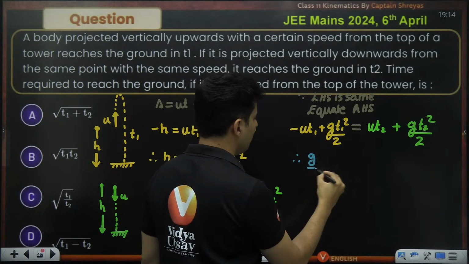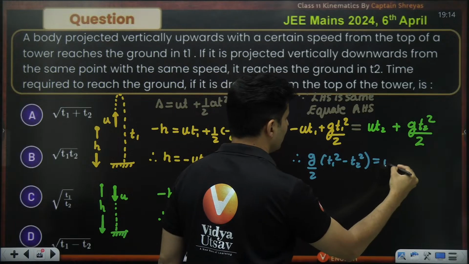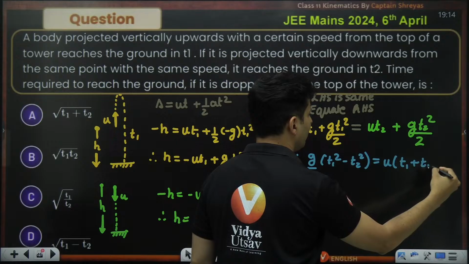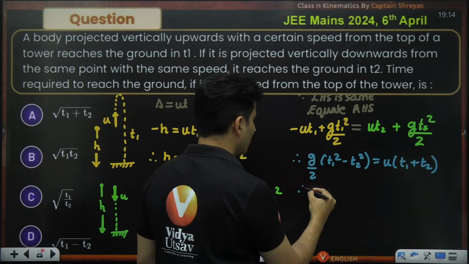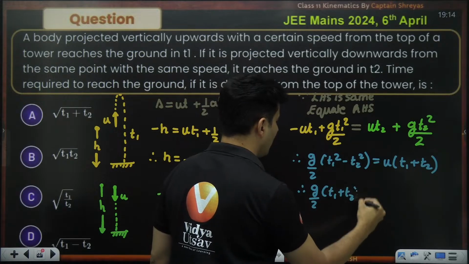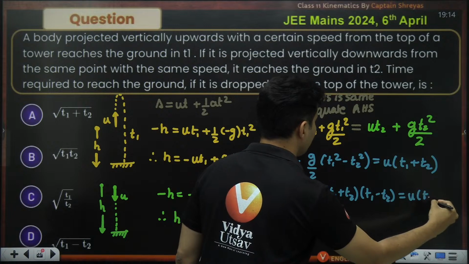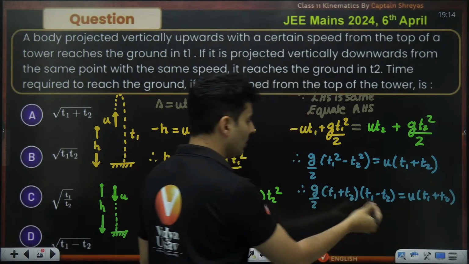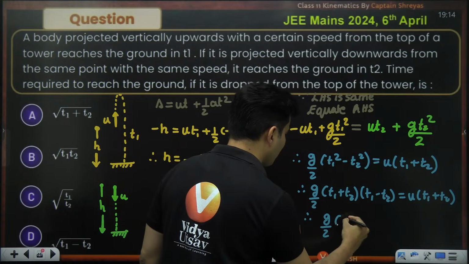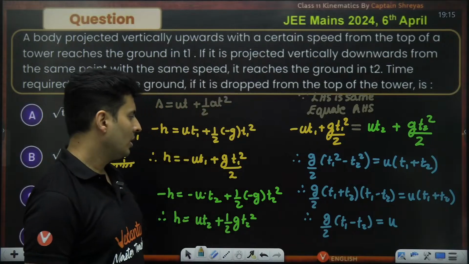So it will become g by 2 t1 square minus t2 square is equal to u, and this t1 goes on that side, becomes positive, t1 plus t2. Is that right? So this is a square minus b square, which is nothing but a plus b and a minus b. That's it. Is equal to u times t1 plus t2. T1 plus t2, t1 plus t2 cancels. Interesting. So g by 2 into t1 minus t2 is equal to u. Oh, so I got u.